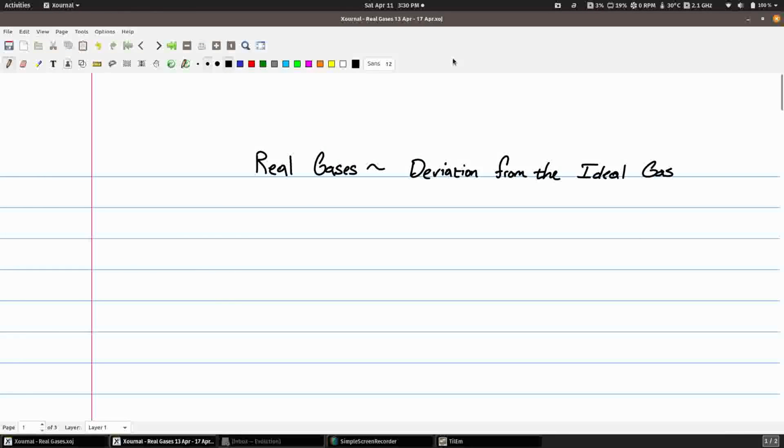Alright, so today we're going to be talking about real gases and the deviation from the ideal gas. So, if you remember, ideal gases can be represented mathematically with PV equals nRT.